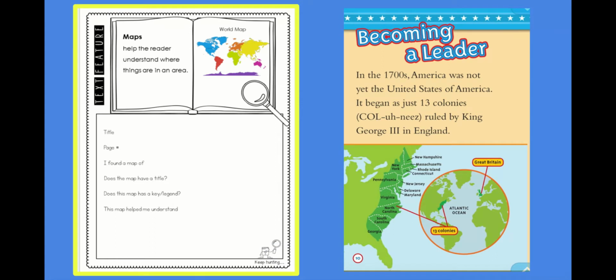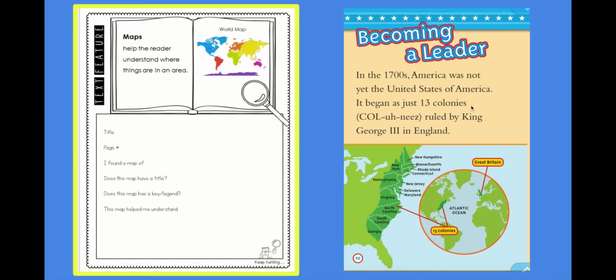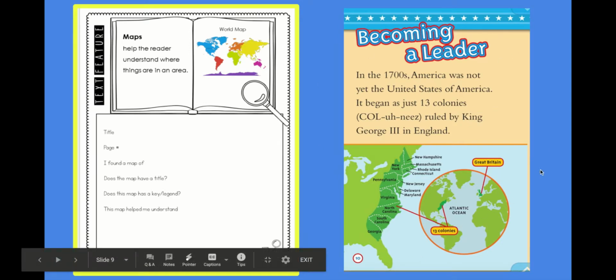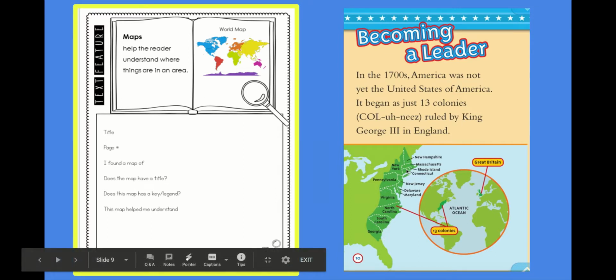All right, my next text feature is something that you guys might see every single day, whether it's on the news or in social studies or even on your weather app. And that's maps. And maps help us as readers understand where things are in an area. So this book over here is about George Washington. And on this page it says, in the 1700s, America was not yet the United States of America. It began as just 13 colonies ruled by King George III in England. So right here, it is showing us the 13 colonies that were here before the actual United States was formed.